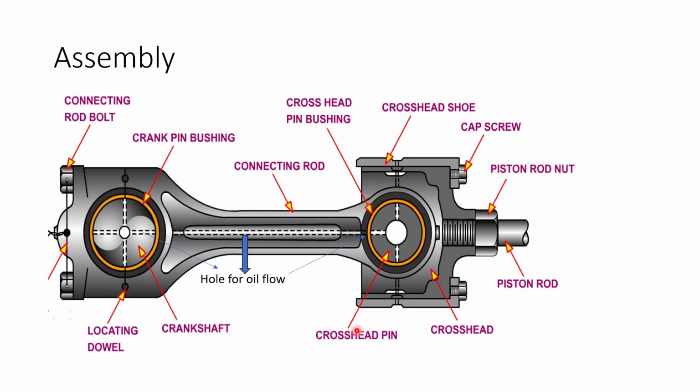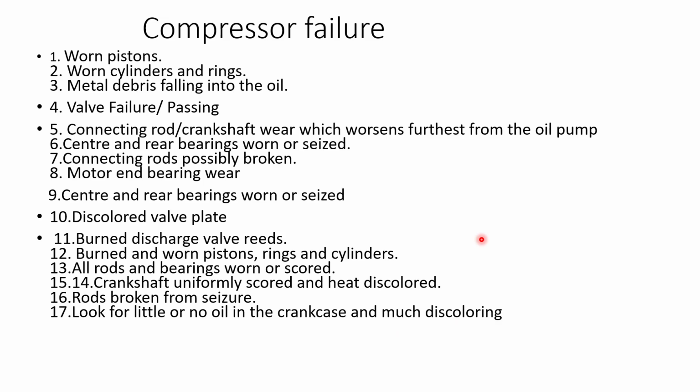This is fitted here with the crosshead pin. This is the crosshead. This shoe we call the crosshead shoe. This is the cap screw for just tightening. This is your piston rod and this is the piston rod nut through which we can adjust the length of the piston rod. Now let us talk about some major failures of the compressor.